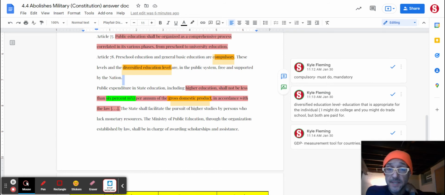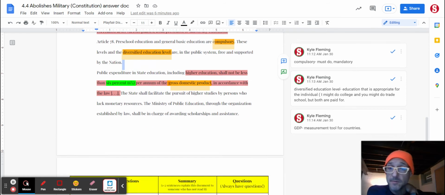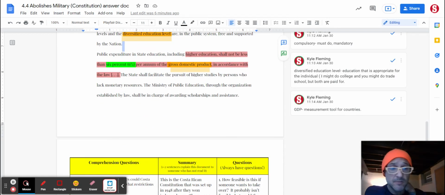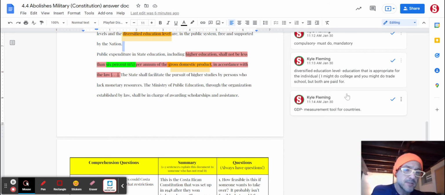Oh my gosh, GDP. The economics people probably either love it or don't love it. I don't even know about the economics people. All right, so gross domestic product, it's just a measurement tool for countries. It's what you're producing. It gives you an indication of the wealth or the stability of a country's economy. It's a measurement tool where you can compare different countries.